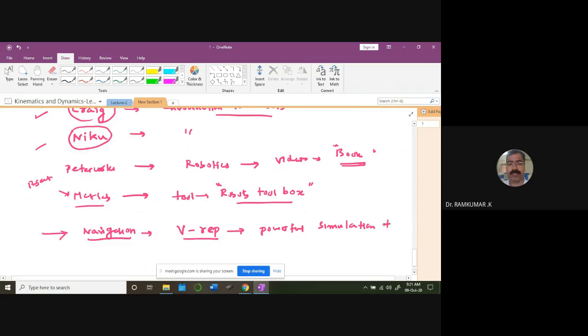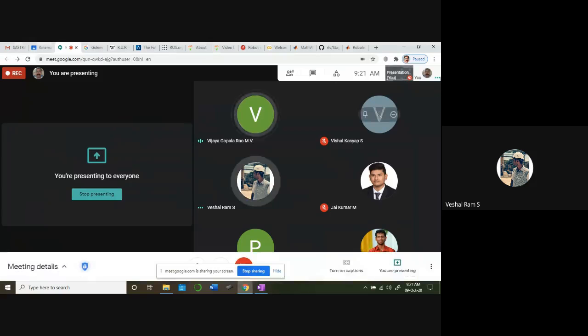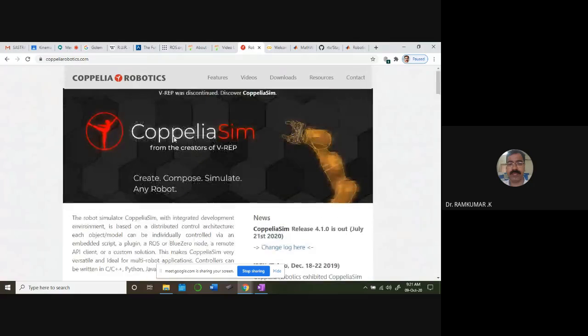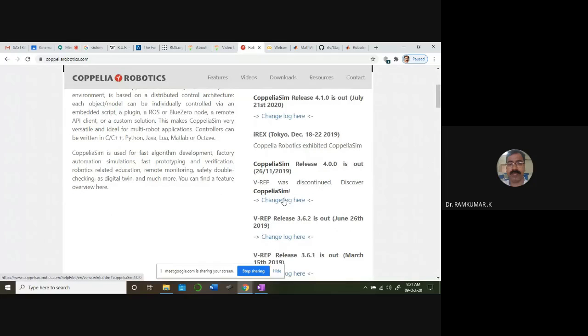Has anybody from the class used this before? VREP? No, sir. Okay, maybe you can see this. Here it is. Maybe note this down. It's called Coppelia Robotics. So here you can directly download from this.